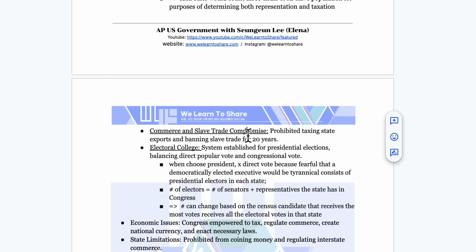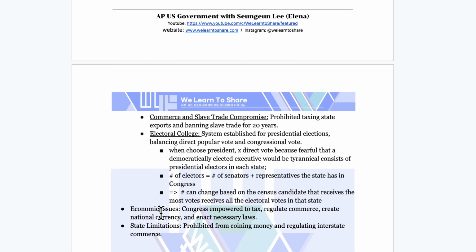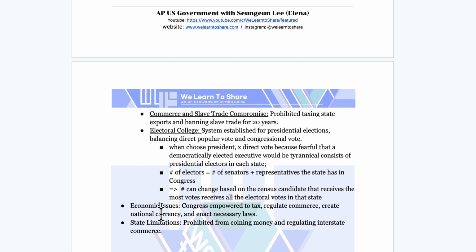And then we also have the Commerce and Slave Trade Compromise, which prohibited taxing state exports and banned the slave trade for 20 years. Additionally, we have the Electoral College system, which was established for presidential elections, and Congress was empowered to tax, regulate commerce, and create a national currency. State powers were limited, including prohibitions on coining money and regulating interstate commerce. Hence, you can see how Congress and the federal government really gained more power compared to the government under the Articles of Confederation. So, these foundational documents and the Constitutional Convention shaped the United States as we know it today. They reflect both the ideals and the complexities of the early American Republic.